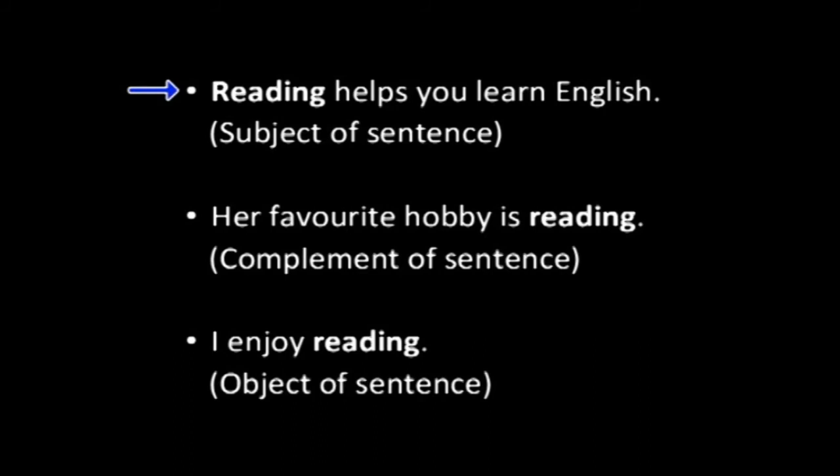Now let me give you these three examples. First one, reading helps you learn English. Second one, her favorite hobby is reading. Third, I enjoy reading. In these three sentences, reading in the first sentence is the subject of the sentence, and in the second sentence it is used as the complement of the sentence. In I enjoy reading, it has come at the end of the sentence, and here reading is used as the object of a sentence. So gerunds can be made negative by adding not.